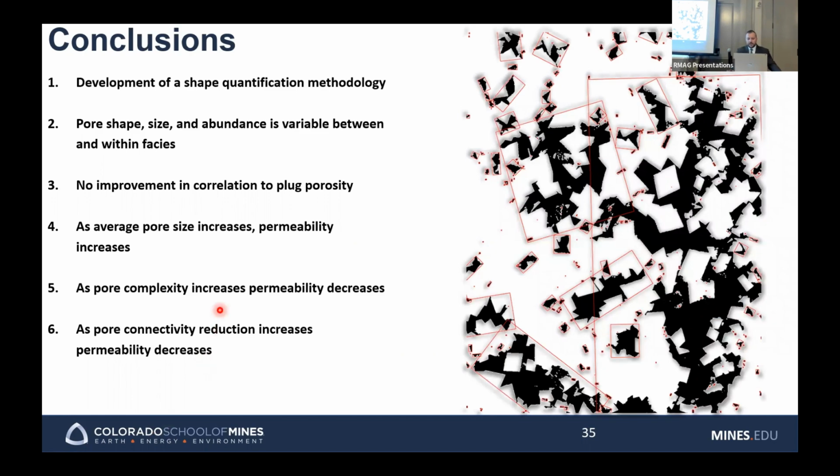So in conclusion, again, we tried to do a development of the shape quantification paired with the SEM. Pore shape, size, and abundance is variable between and within facies. We saw no improvement to correlation and plug porosity. As average pore size increases, permeability increases. As pore complexity increases, permeability decreases. And as pore connectivity reduction increases, permeability decreases.